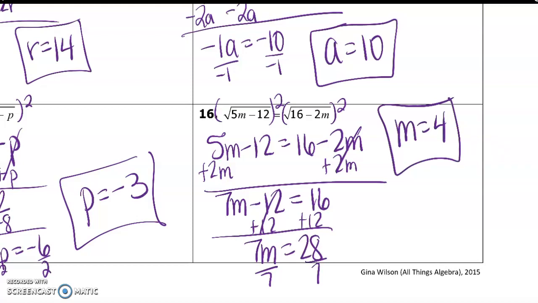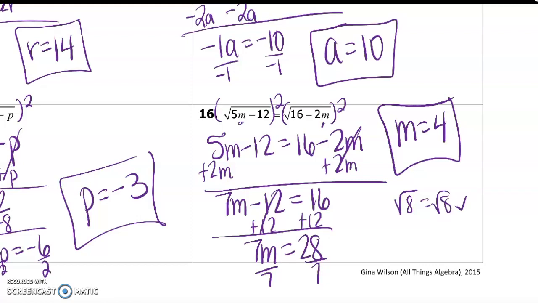So if you want to check it, you're going to plug 4 in here. 5 times 4 is 20. Minus 12 is 8, so I get the square root of 8 on the left-hand side. 2 times 4 right there is 8. 16 minus 8 is also 8, so we did that correctly.